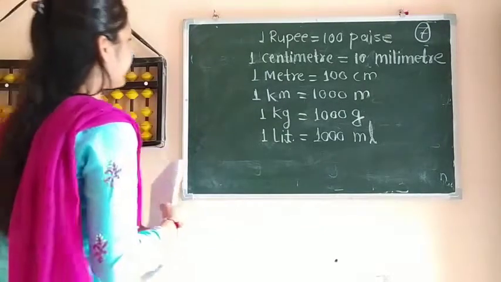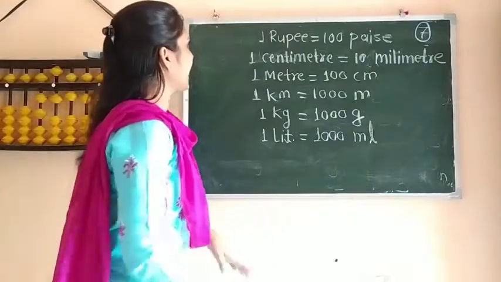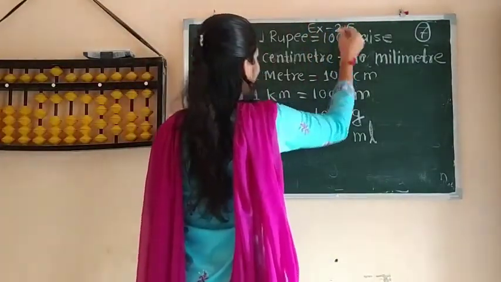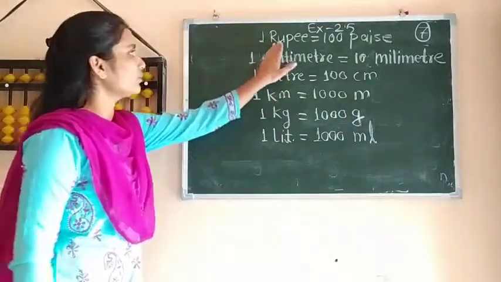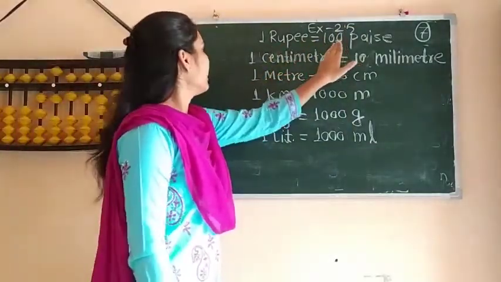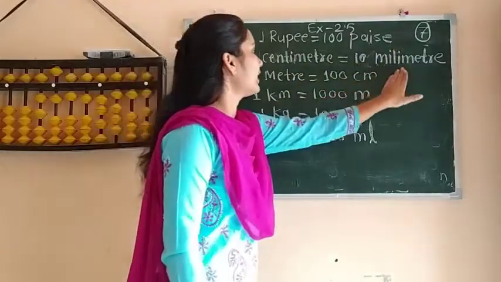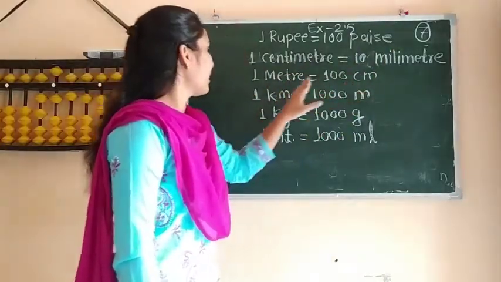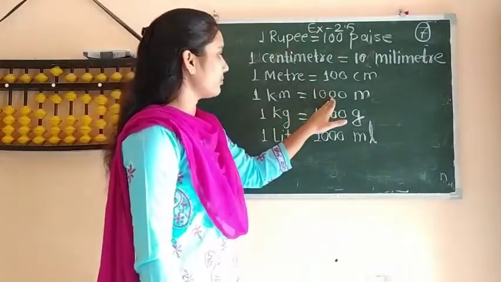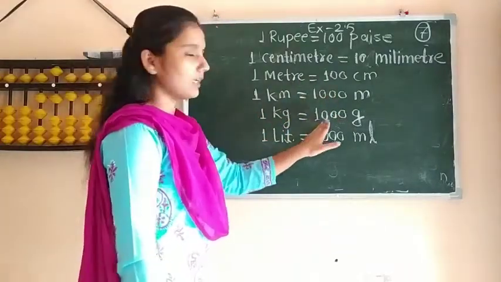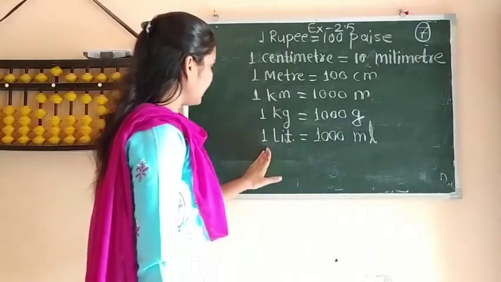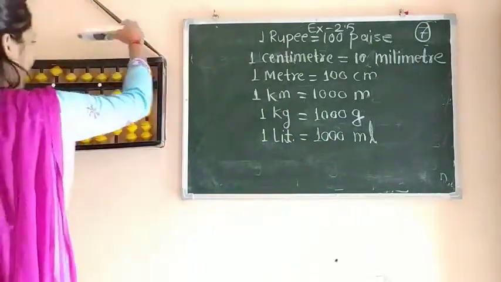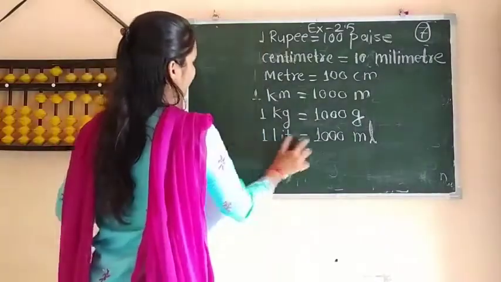We are going to start exercise 2.5. But before that, you should know these conversions. In 1 rupee there are 100 paise. In 1 centimeter there are 10 millimeter. In 1 meter there are 100 centimeter. In 1 kilometer there are 1000 meter. In 1 kilogram there are 1000 gram. And in 1 liter there are 1000 milliliter. So now we are going to start exercise 2.5.